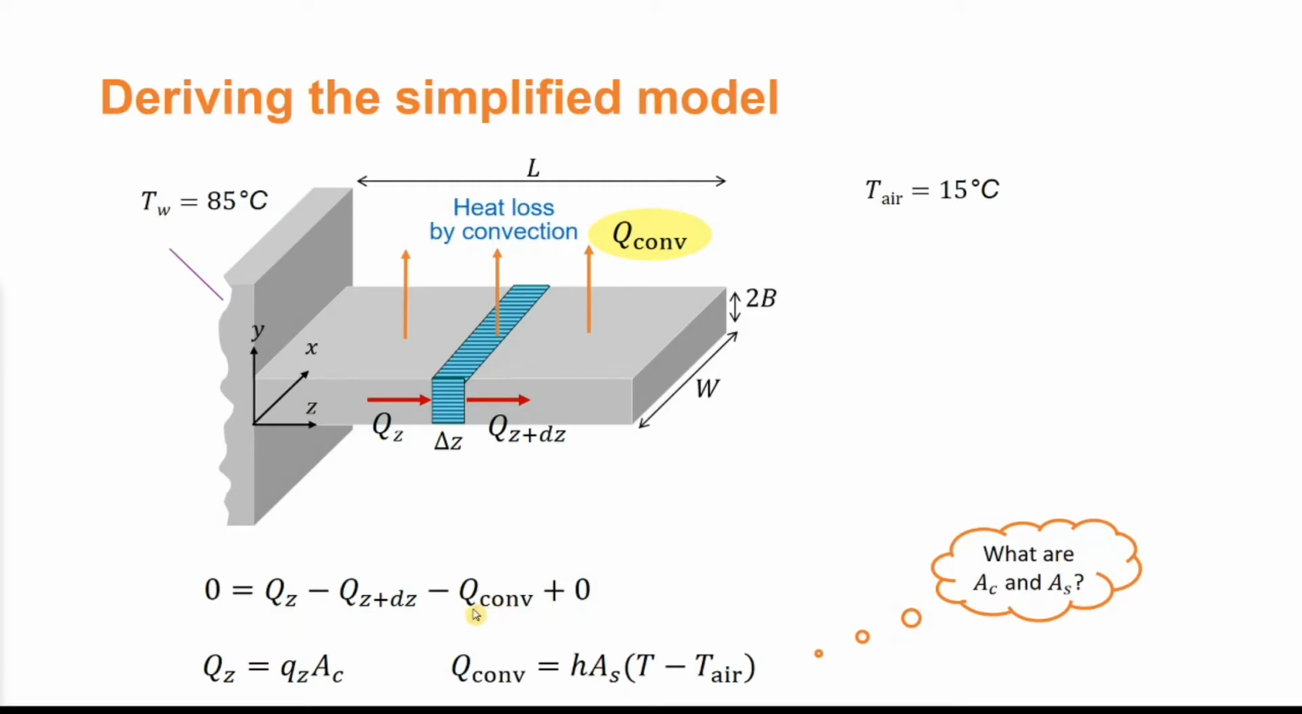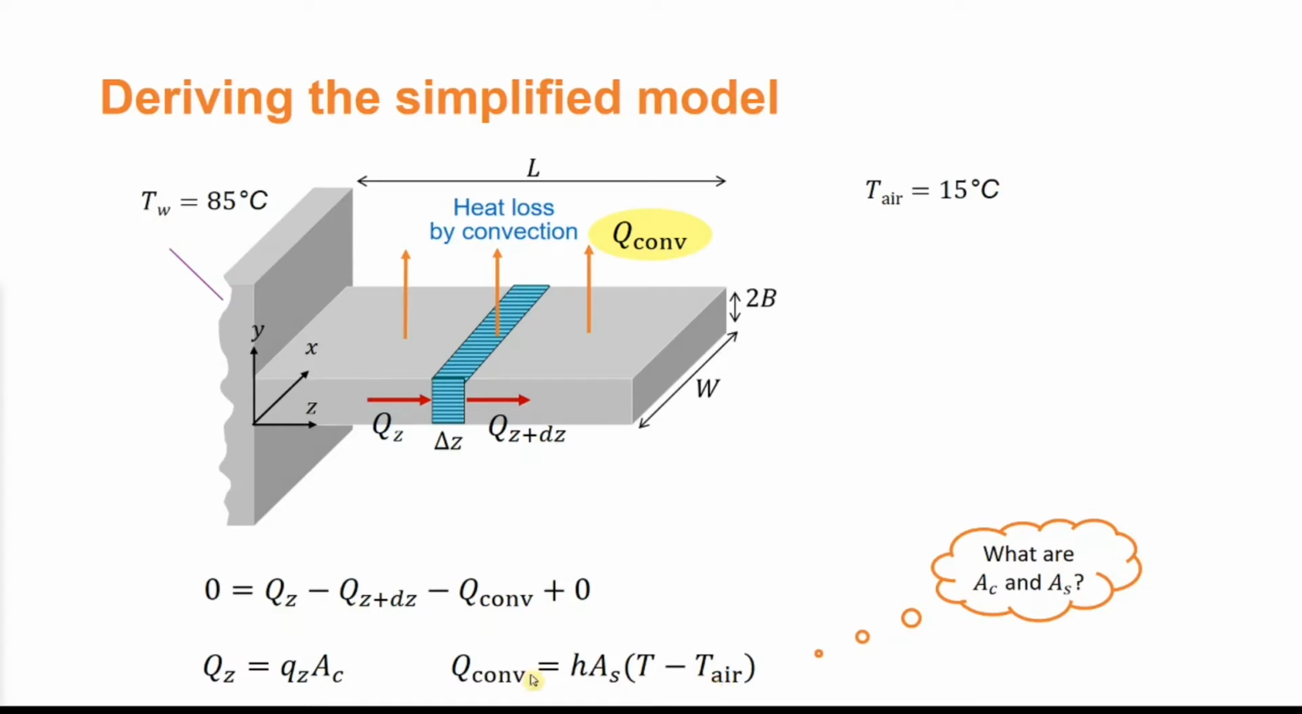And then write these heat flows as fluxes, which we know how to formulate in terms of the temperature T and areas perpendicular to the flow. That is, the heat flow, capital QZ, is equal to the heat flux, small qz, times AC. And QConv is equal to H times AS times the difference between the temperature and the temperature of the air.